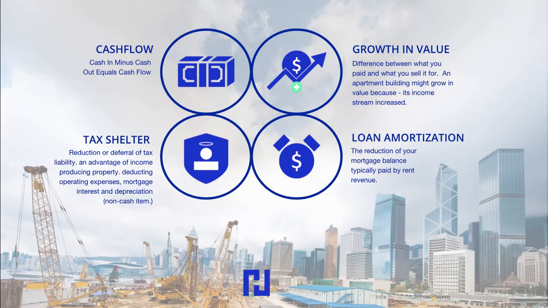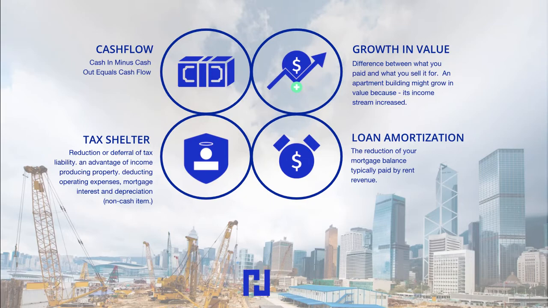There are 4 facets that make rental real estate particularly attractive. This is what makes real estate, as we call it, a multi-dimensional asset class. These dimensions are the cash flow, the growth in value, the ability to serve as a tax shelter, and loan amortization. More specifically, the cash flow is the cash in from rental payments minus the cash that flows out. That net left over is called the cash flow.